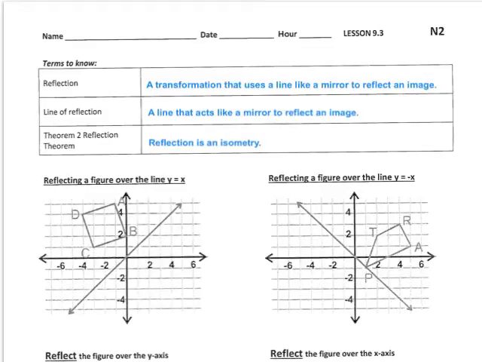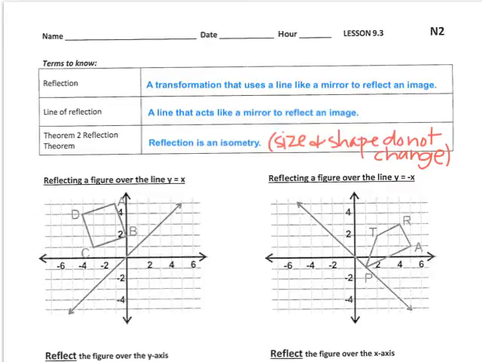This is the video for lesson 9.3 where we are going to talk about a transformation called reflection. If you take a look at the terms that we want to learn or recognize for this particular lesson, we see reflection, line of reflection, and we have a theorem that just states that reflection is an isometry.